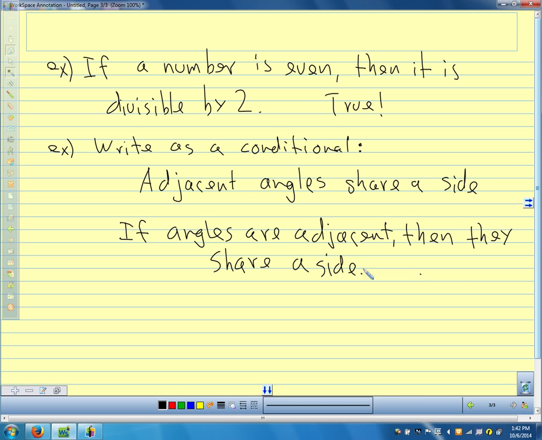All right, so that's writing this as a conditional statement. If two angles are adjacent, then they share a side. Is that true? Yeah, that's how we said. That's what makes angles adjacent. They have to share a side. Well, let's see. Is that necessarily true? I'll see if I can think of a counterexample.